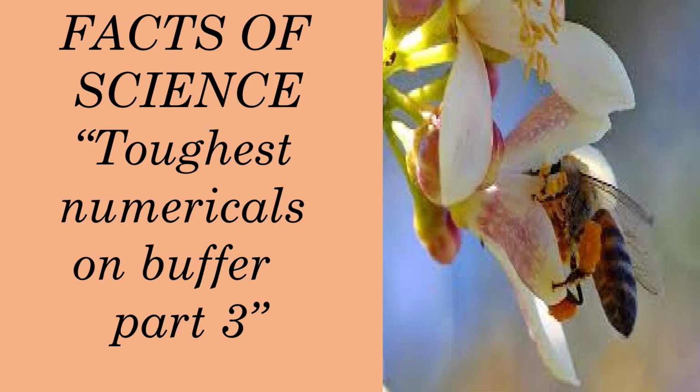Similarly, in the buffer system of acetic acid and sodium acetate, if we add strong base, then hydroxyl ion reacts with acetic acid to form weak base, that is sodium acetate. So we are adding strong base, but pH is changing only slightly. So this is what we call buffer. In this video, I will tell you how to solve toughest numericals on buffer part 3.